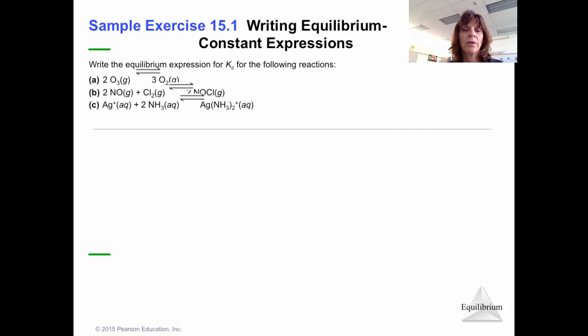So let's write some equilibrium expressions for these three examples. So pause the computer and try to write these out on your own, and then I'll come back and show you the answers.